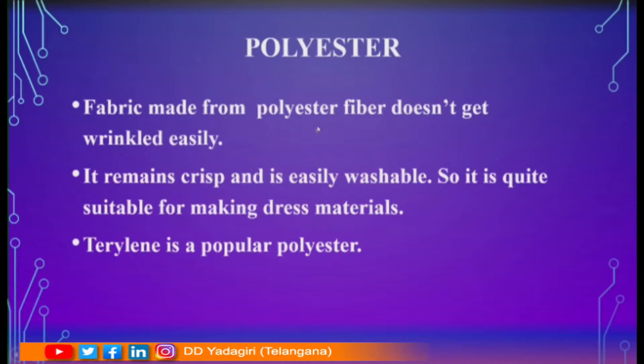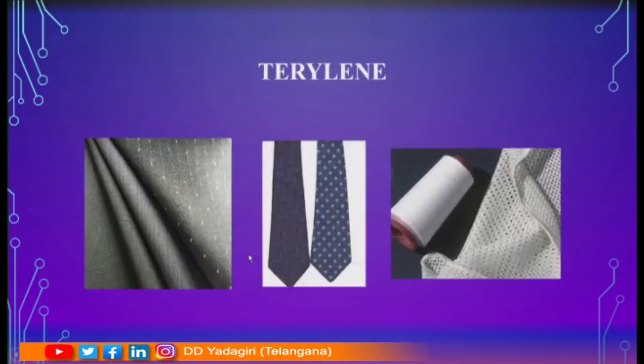It is a fabric made from polyester fiber. It does not get wrinkled easily. It remains crisp and is easily washable. So, it is quite suitable for making dress materials. Terrylen is an example of polyester. It is a very popular polyester.